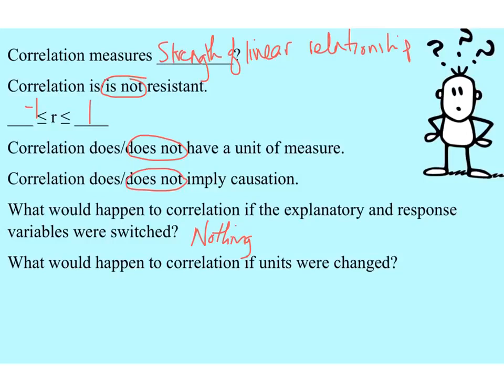What would happen if units were changed? So if I had done a data collection on height and shoe size or something like that, and I decided I wanted to go from centimeters to inches, what would happen if I changed all my units? Nothing. Okay, that would not change how linear or nonlinear the data is. So just a couple last things to think about with correlation.